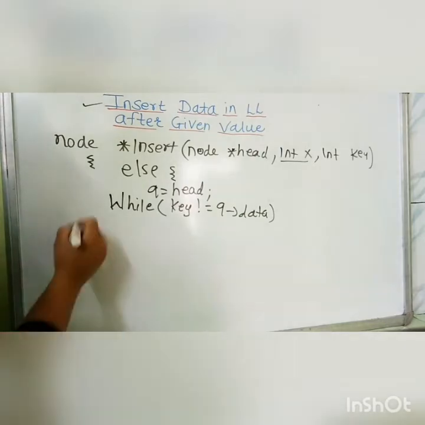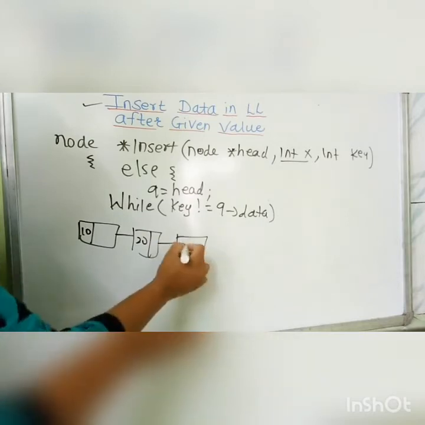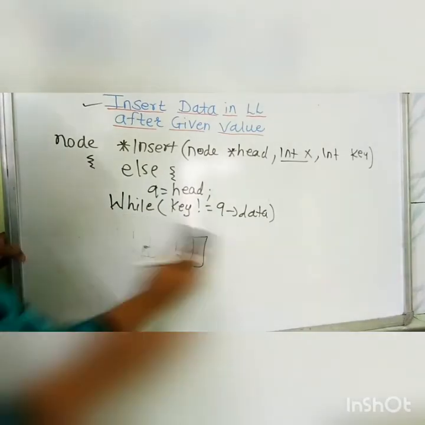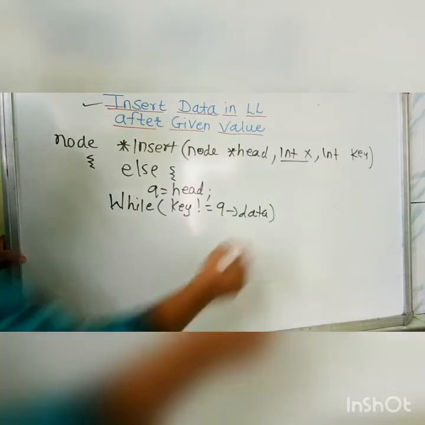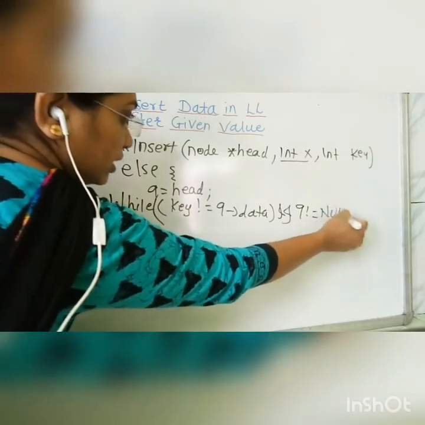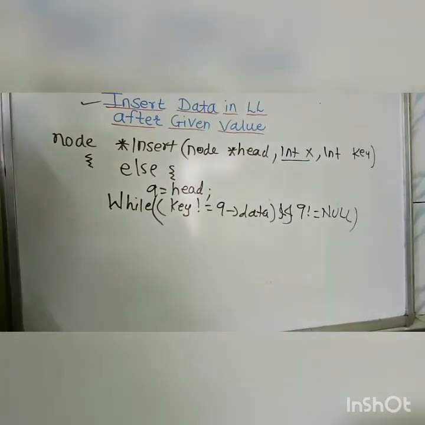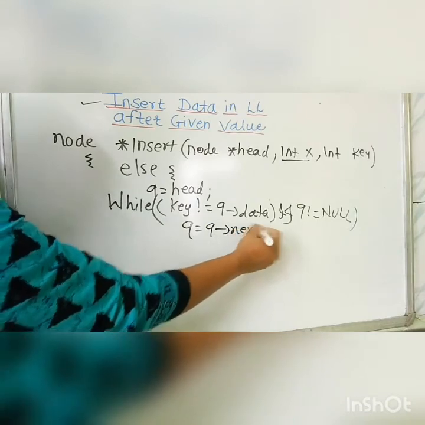means they provided us the data element, suppose it is 10, 20, 30, and they provided us that we have to insert the new element after the 20 or 30 data element. So we are checking the key against the data element, we have to shift till key is not equal to q pointer data and q not equal to null. We have to carry on this way and go next, that is q equals q pointer next.